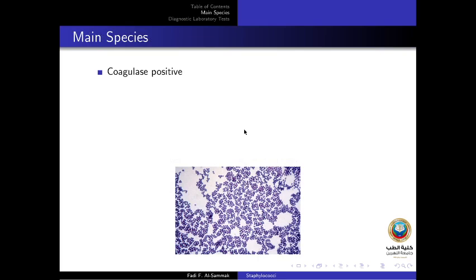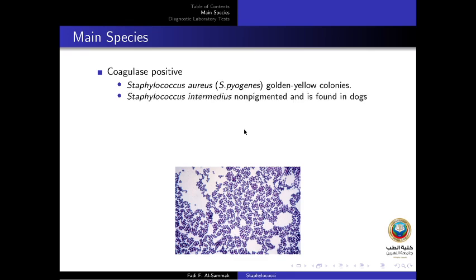So what are the main species of Staphylococci? Well, these species can be divided into two major groups, coagulase positive and coagulase negative. Under coagulase positive, we have Staphylococcus aureus. They give golden yellow colonies. And we have also Staphylococcus intermedius, which is non-pigmented. And the intermedius is found in dogs.